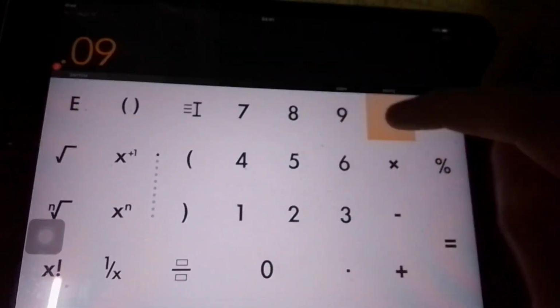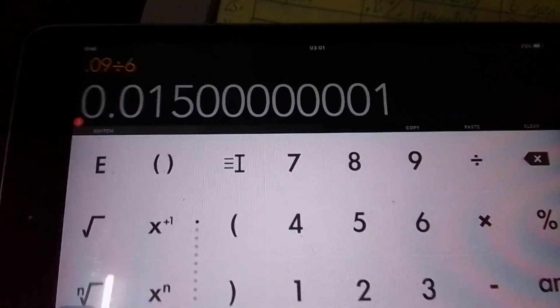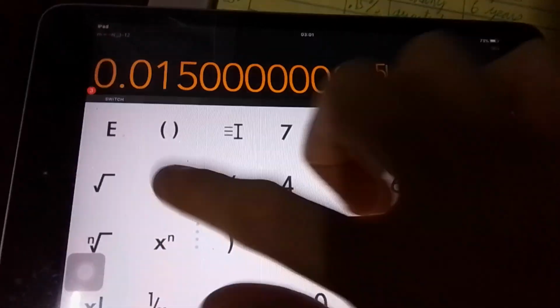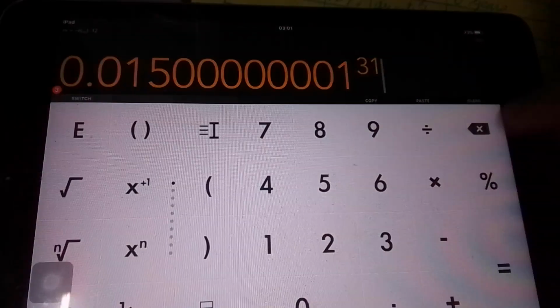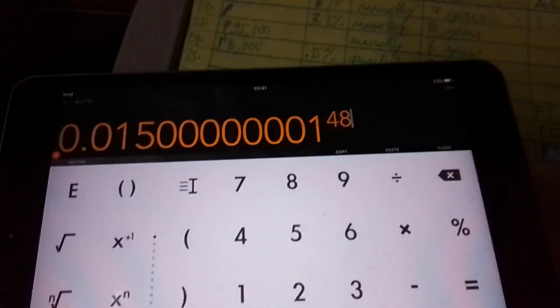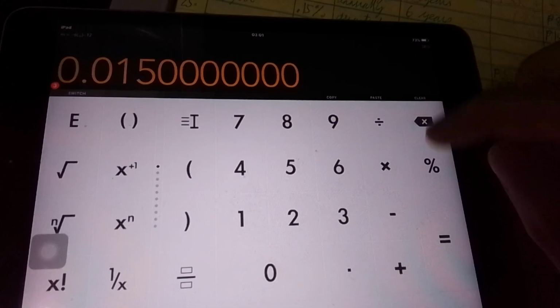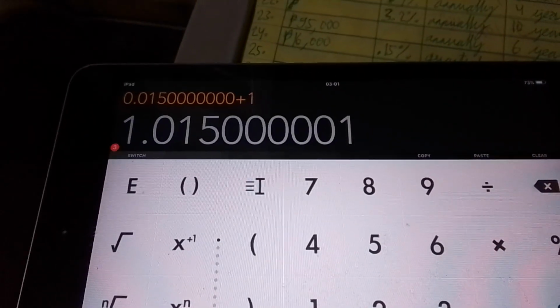Let's see if we get that answer right, okay? So, let's do this on calculator. So, we have 0.09 divided by 6. Tama, we're supposed to get 0.015. And then, whatever answer you get here, you raise that to the 48th power. Pero that's a lot, so I have to keep on pressing the button. Or para mas madali, 48 na lang. Wait. Di ba remember dapat, we're supposed to add that by 1. So, add 1. And you're supposed to have 1.015. 1.015 na lang. Di ba?